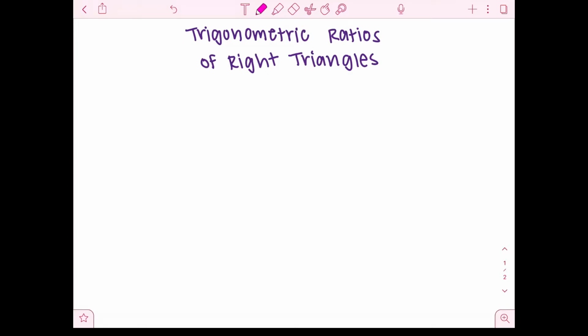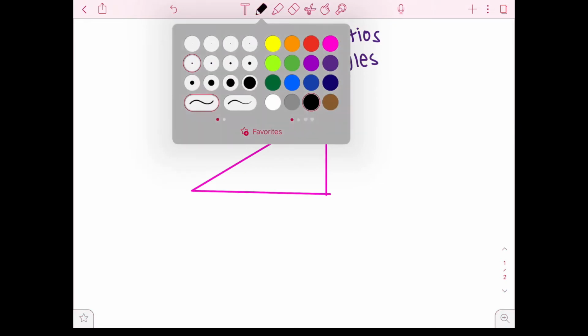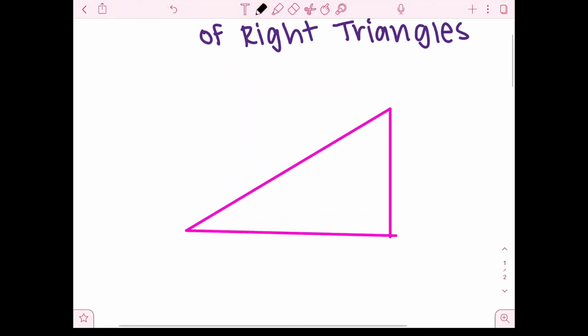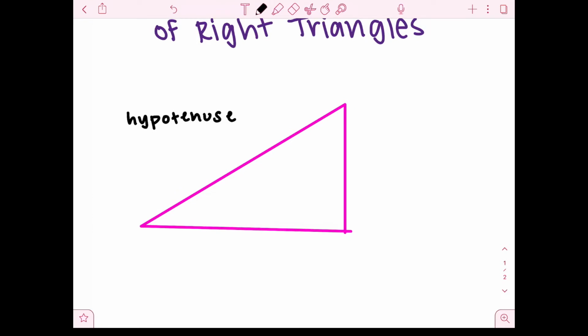First of all, we're going to look at what a right triangle consists of. So I'm going to draw a right triangle. Obviously, it has three sides. One of the sides is going to be the hypotenuse. So I'm going to label this side, the longest one, as the hypotenuse. And then the other sides you can name like A, B, C.